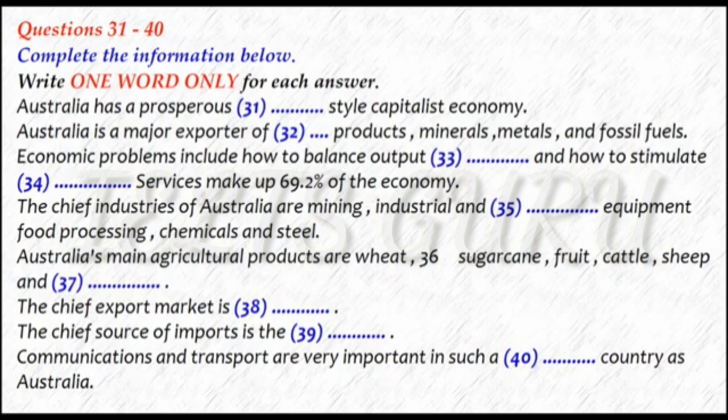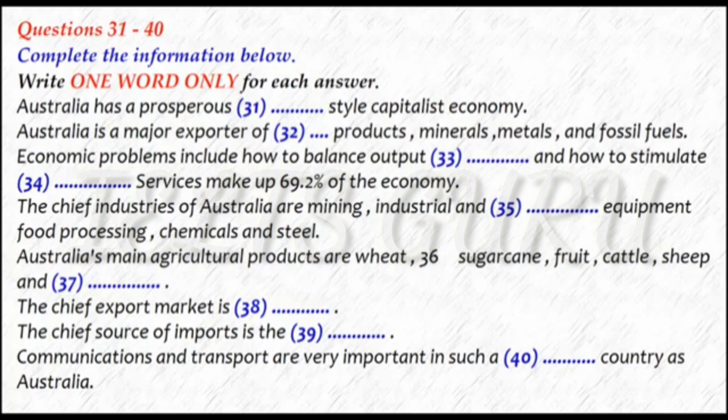The total labor force is 8.2 million. 34% work in finance and services, 23% work in public and community services, 20% work in the wholesale and retail trade, 17% work in manufacturing and industry, and 6% work in agriculture. What are the chief industries of Australia? They are mining, industrial, and transport equipment, food processing, chemicals, and steel.